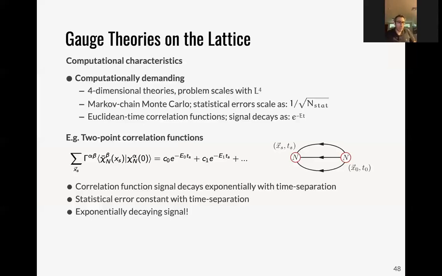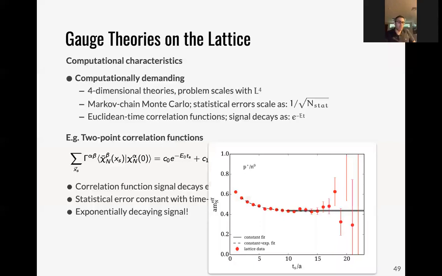Now, if you compute this in a Markov chain Monte Carlo, then what you're computing here is basically expectation values of these. So you're computing this correlation function on a given Markov chain. And so the values of the correlation functions will have a statistical error which scales like this. But the signal, on the other hand, scales with the exponent here, which means that the signal decays exponentially. Okay? So you have an exponentially decaying signal.